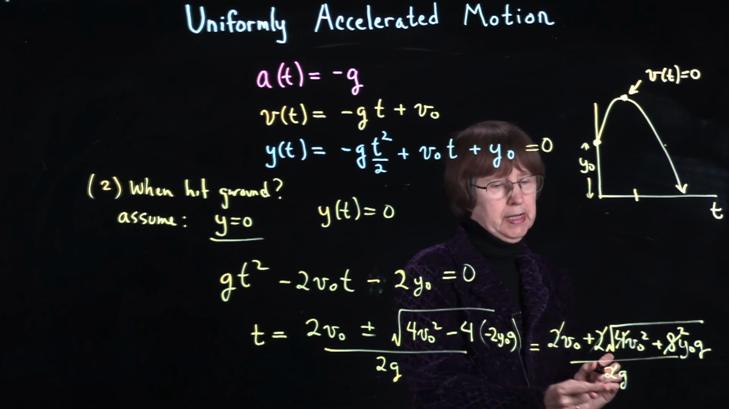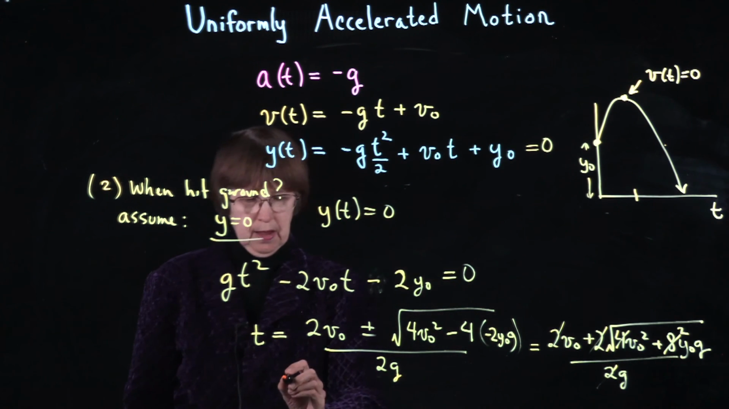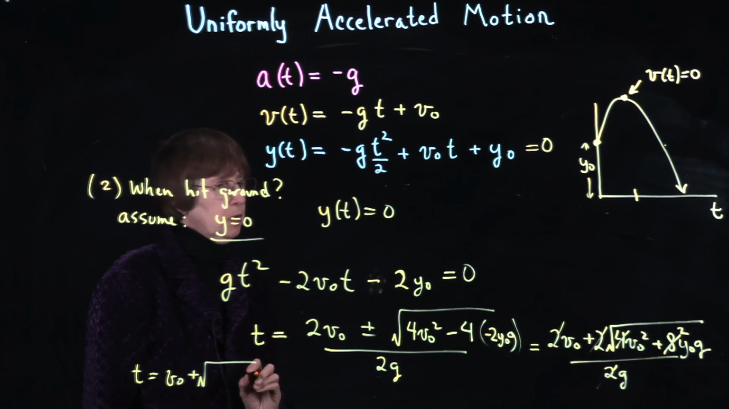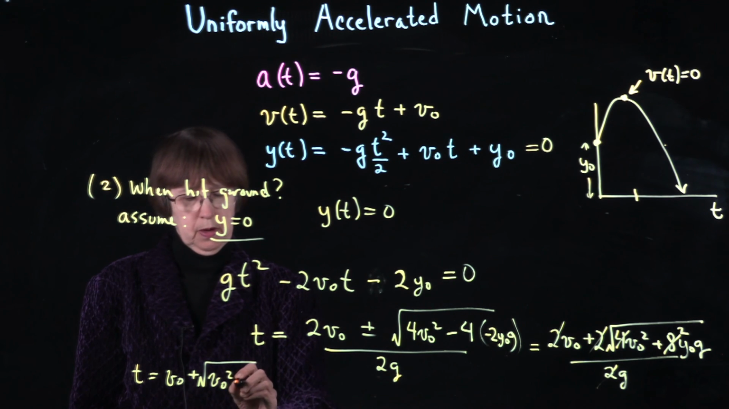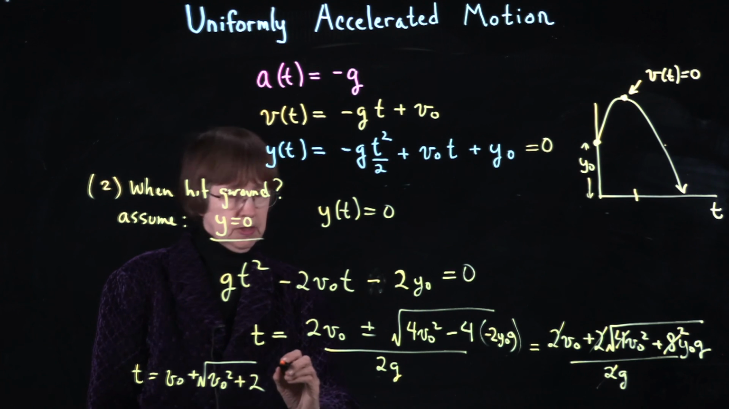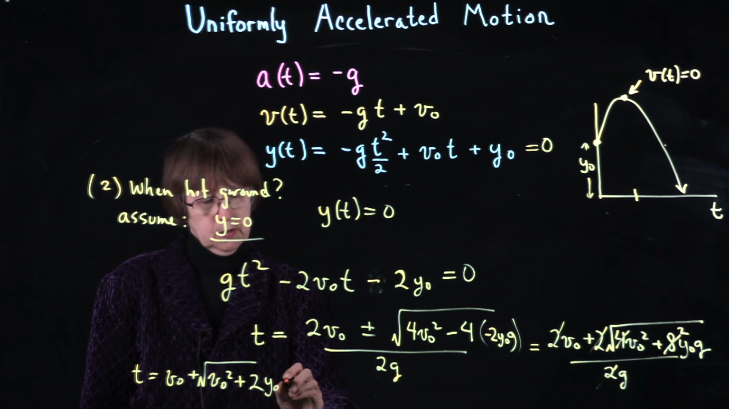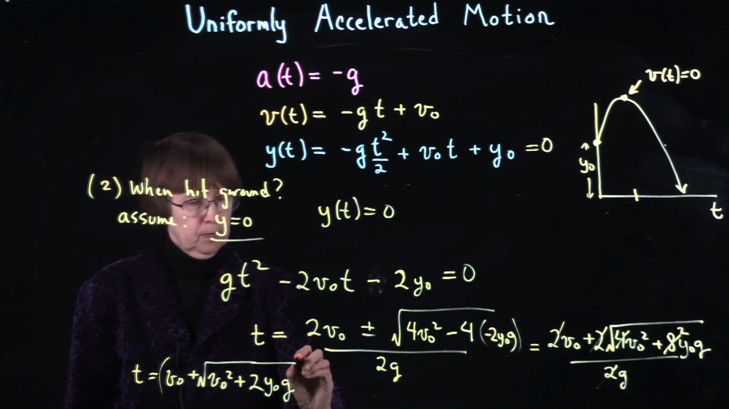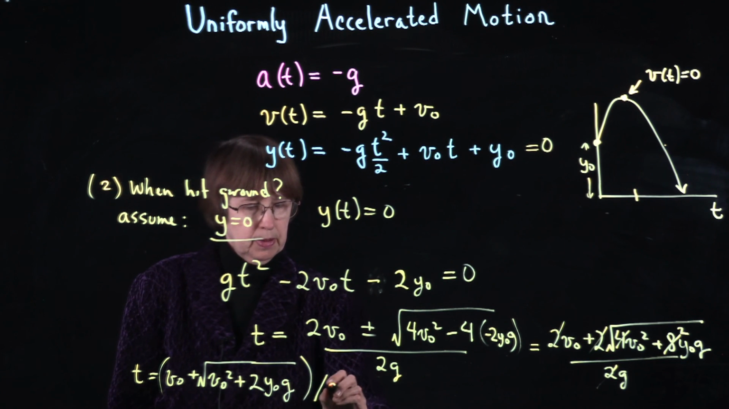So after tidying up a little bit, what we have is v0 plus the square root of v0 squared plus 2 times y0g, and that whole thing is divided by g.